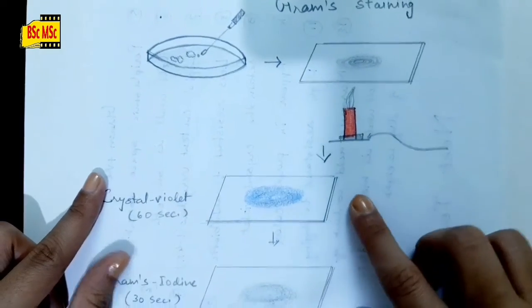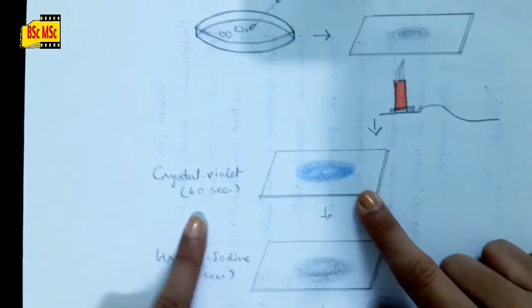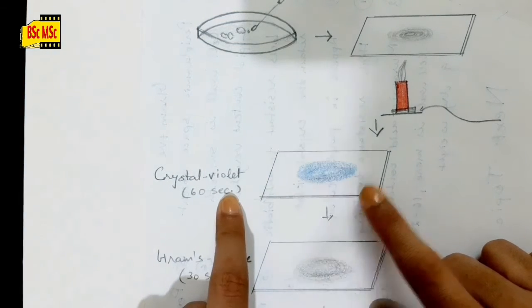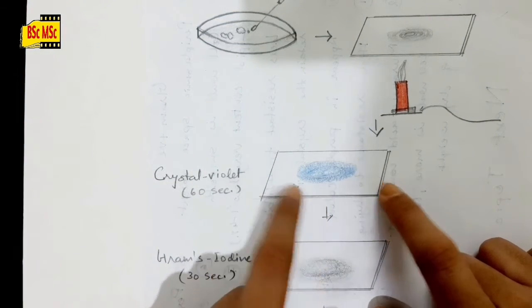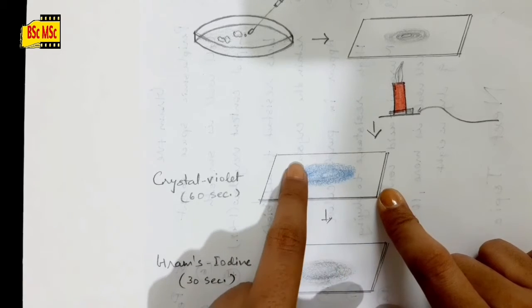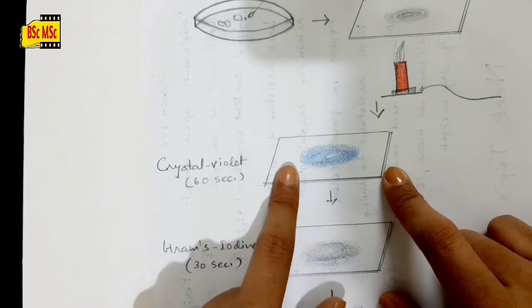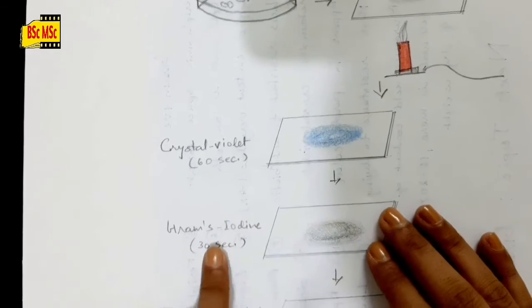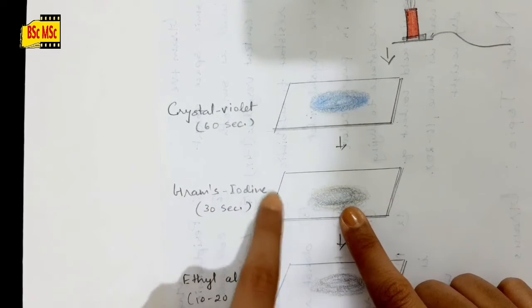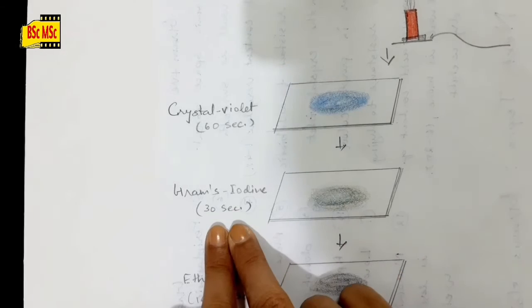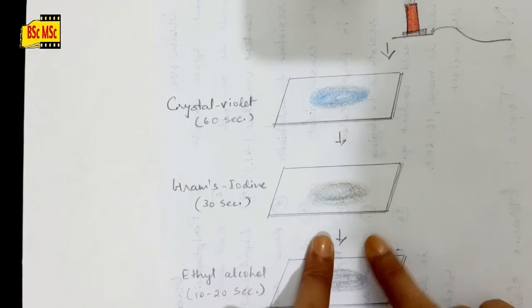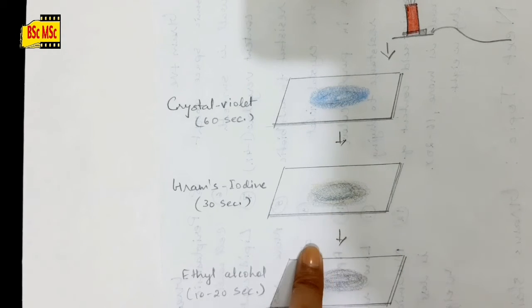And after heat fixing, you need to add crystal violet stain for 60 seconds. Then remove the excess crystal violet stain by washing it with distilled water drop by drop for 10 seconds only. Okay, then you need to add Gram's iodine for 30 seconds. Then again wash it with distilled water drop by drop for 5 to 10 seconds.